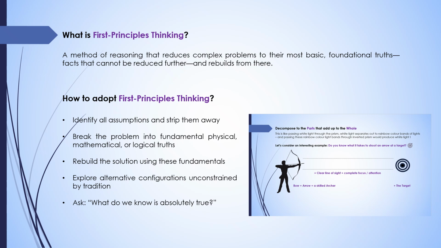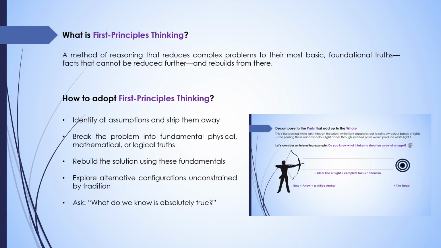Once we reach this level, we rebuild, using only what we know is true. And this is where first principles thinking becomes powerful. By not being constrained by tradition, we can explore alternative configurations, different tools, different techniques, different ways of achieving the same outcome. The habit to cultivate is simple but demanding.